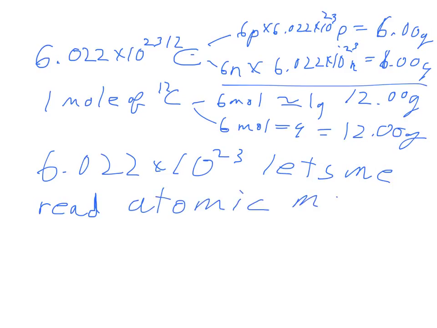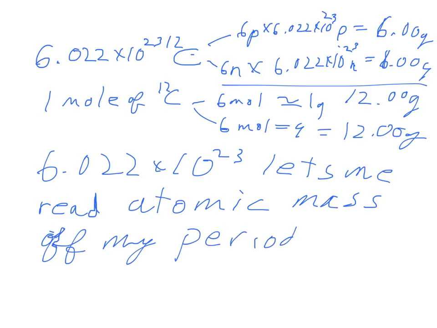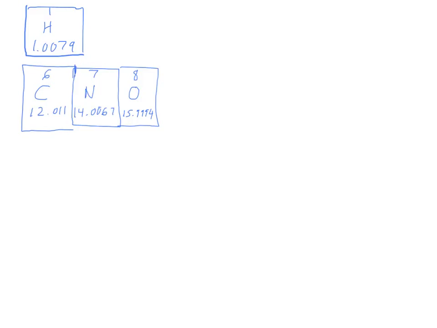What this magic number, 6.022 times 10 to the 23rd, does is it lets me read the atomic mass off my periodic chart in grams. So, for example, if I have 1 mole of hydrogen atoms, then I have 1.0079 grams of hydrogen atoms, because I can read that mass right off the periodic table. I can read that number right off the periodic table in grams now instead of AMUs.